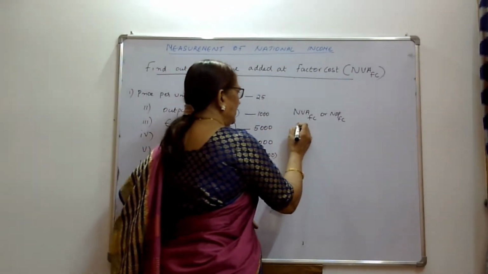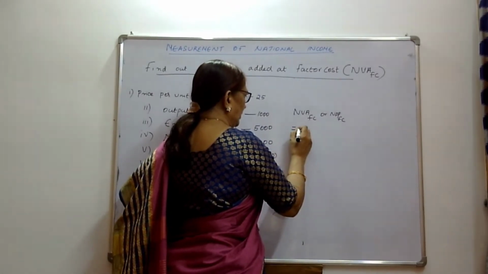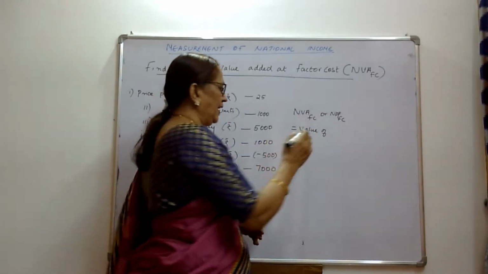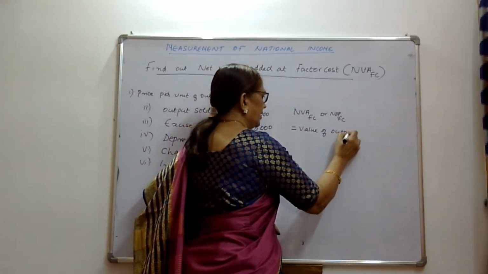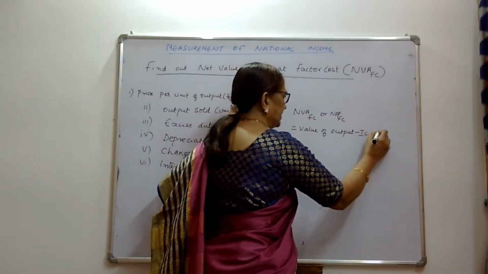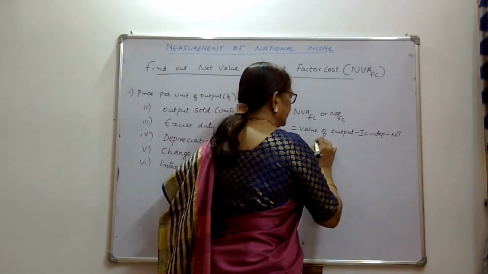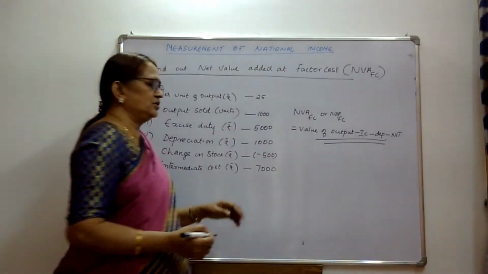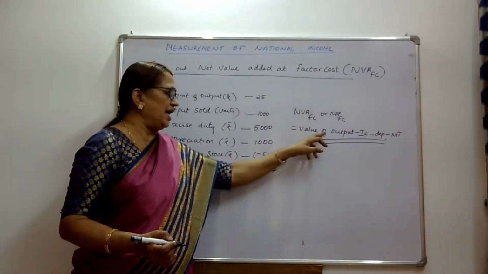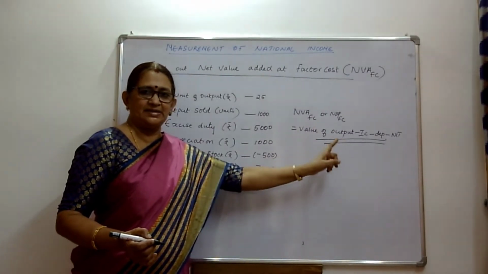Okay. So net value added at factor cost, or NDP at factor cost, is equal to value of output, we have to find out first value added, value of output minus intermediate consumption. It does not include depreciation, so minus depreciation. It does not include net indirect tax. So net value added at factor cost, or NDP at factor cost, is equal to value of output minus intermediate consumption minus depreciation minus net indirect tax.